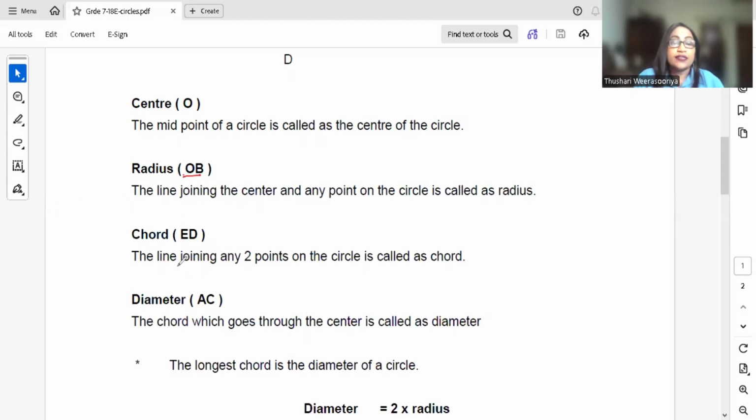OB. Chord. The line joining any 2 points on the circle is called chord. Chord, 2 points, they are a straight line. That is ED. Diameter. The chord which goes through the center is called diameter. And we can say the longest chord is the diameter of a circle. Then diameter equals 2 times radius.